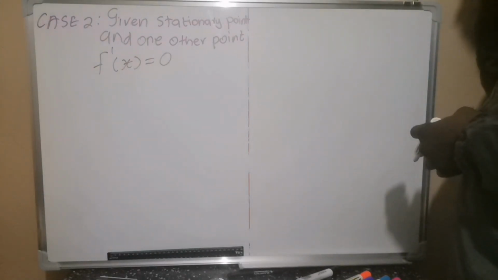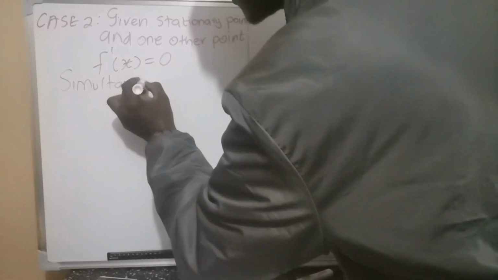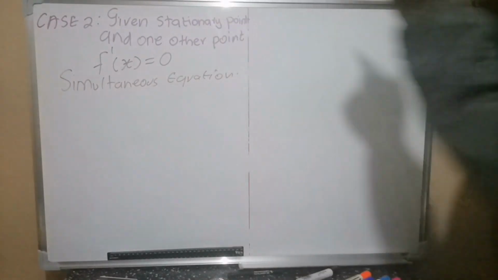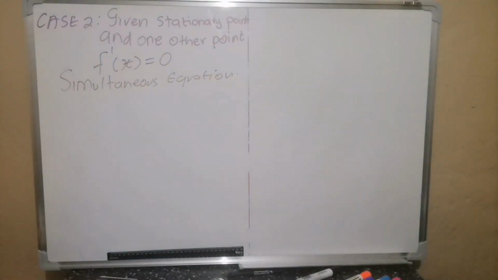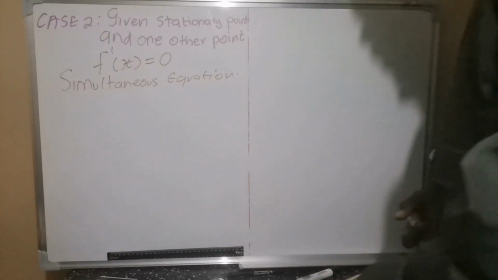And we're going to use simultaneous equations in most cases to find the equation of this function. So if you're given a stationary point, you need to obviously differentiate first before you can do anything. Yeah. So, an example.